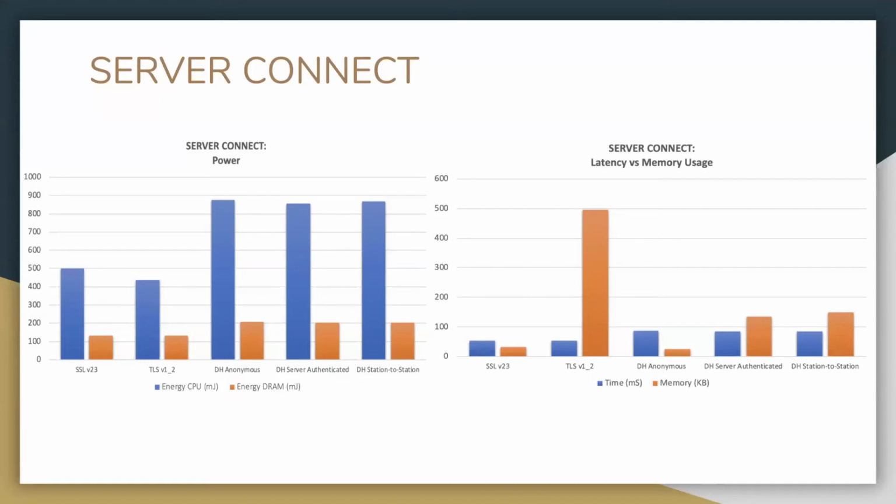So this graph shows the connection on the server side. It shows that Diffie-Hellman has a considerably higher energy usage rating than SSL or TLS. But on the memory side, TLS is significantly higher than any of the other protocols. I'm not exactly sure why the memory usage is so high compared to the other ones, but it does show that the power for SSL and TLS is lower.